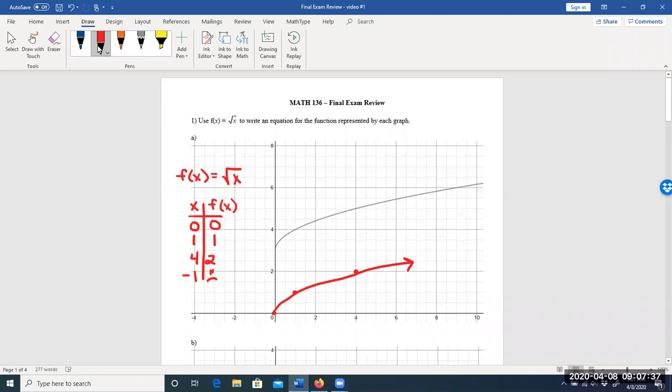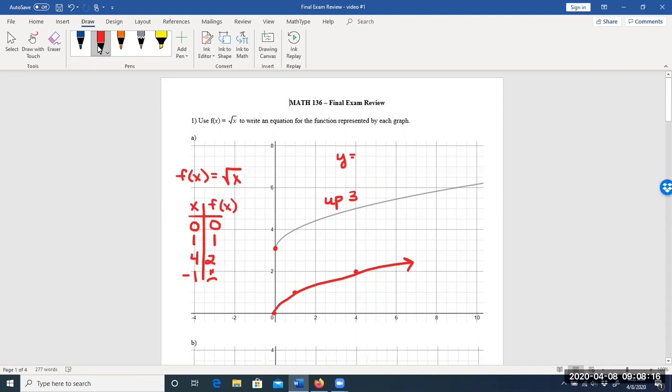Now the graph that's given to us, it appears that the parent function has been shifted up 3. So I can see the point 0, 0 moved up right here to 0, 3. And if you check the other points, they all shifted up 3. So to write an equation, it's going to be y equals. The only reason why I'm using y and not function notation is because that's what WebAssign does for this problem.